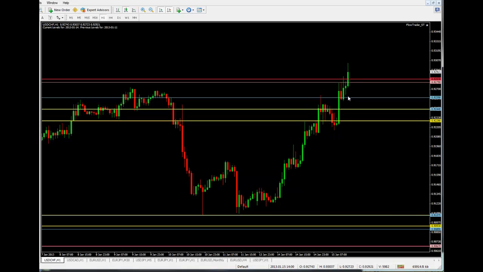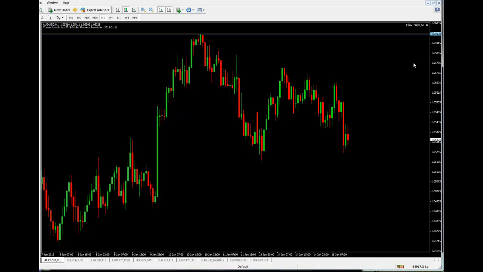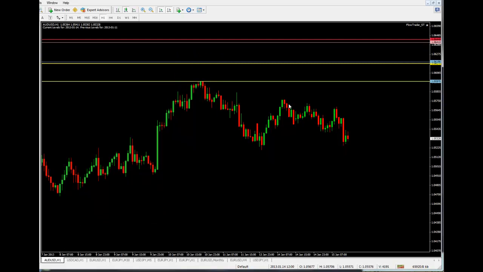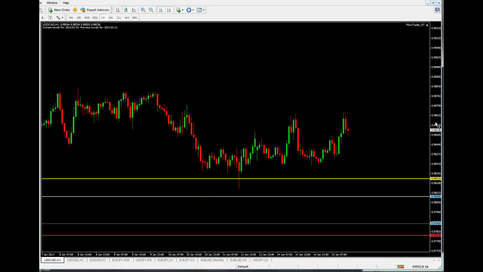But that's the dollar Swiss. So we've got the Australian dollar. From the 97 sale on Friday, the Australian dollar is just ranging as well. No new entries on that one. Dollar CAD, similar. No new entries on that one.